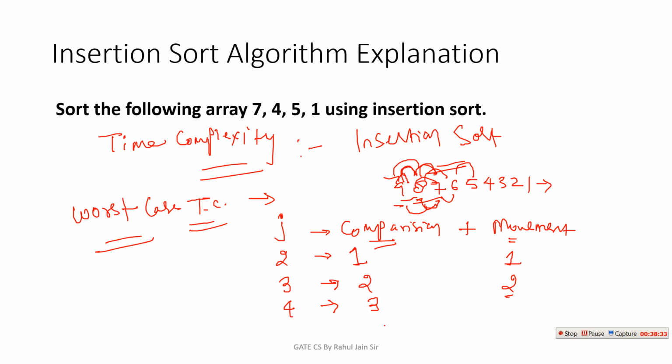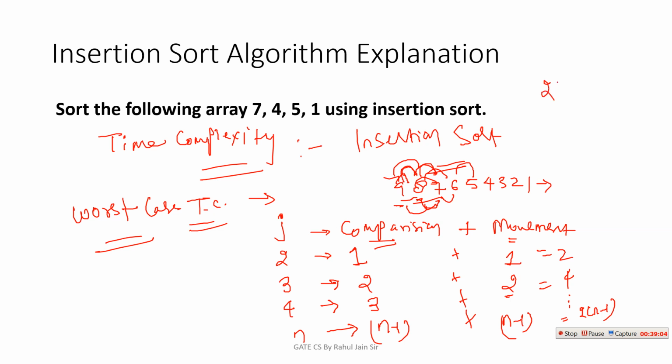So for the nth element, when we do this for the last element, n minus 1 comparisons will be required, and n minus 1 movements will be required, isn't it, guys? So it is nothing but if you just add them, 1 plus 1 equals 2, 2 plus 2 equals 4, and so on, like 2 into n minus 1.